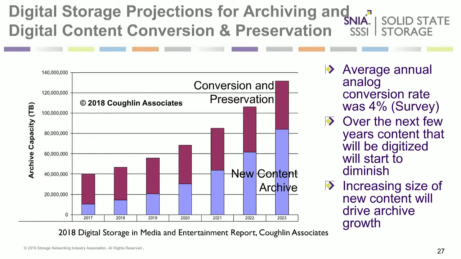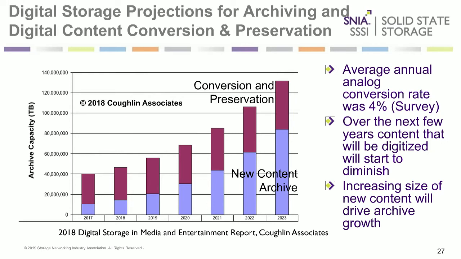There were some survey results there. We've got some additional survey results here, as well as some material from the report, projections in archiving, and also what I'm calling content conversion and preservation. The annual conversion rate from older analog content to digital content from the survey still seems to be about 4%. But the conversion to digital content has been underway for some time. It has been a big driver for the total archiving content, but I think it's going to be less of a factor going forward.